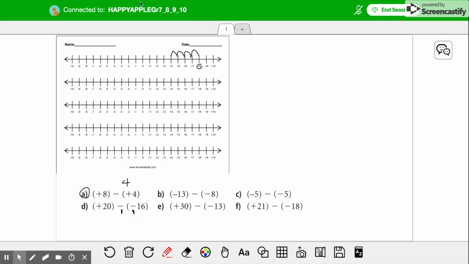Okay, now this one's a little trickier. They don't even give you -13 on your number line. That's even trickier. Okay, so let's do this one. -11, -12, won't go out there. Okay, let's draw another one over here. Just a second. Give me a minute.